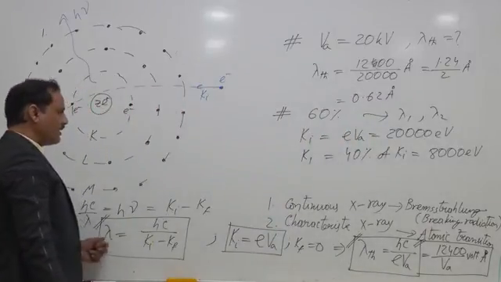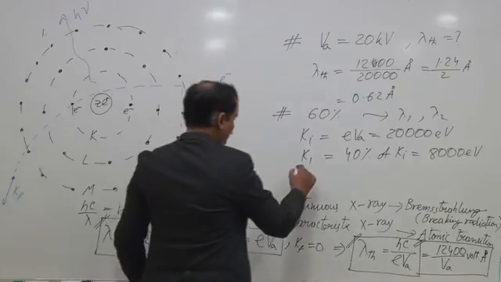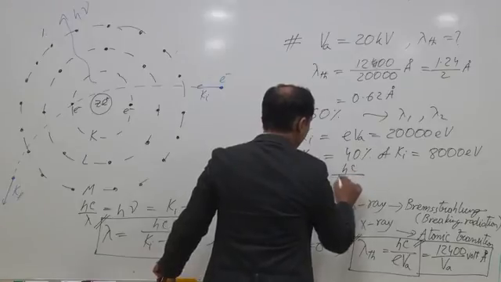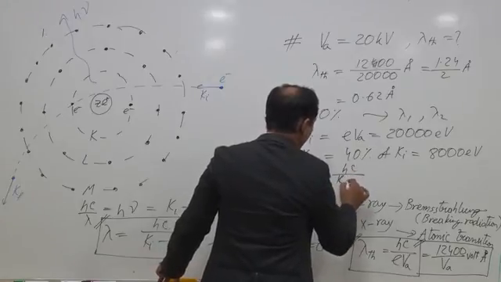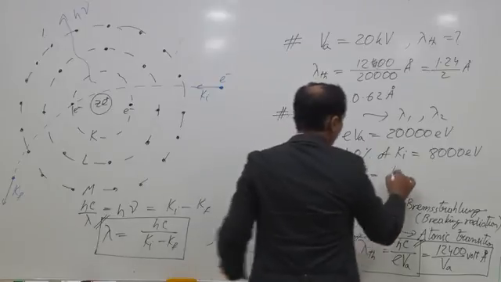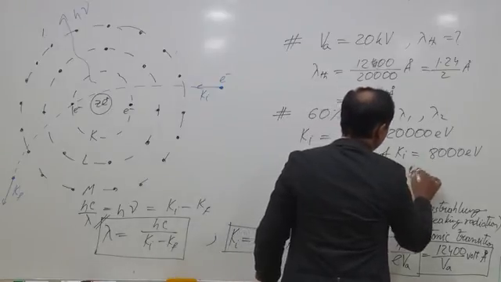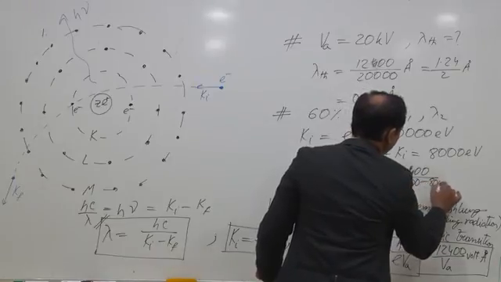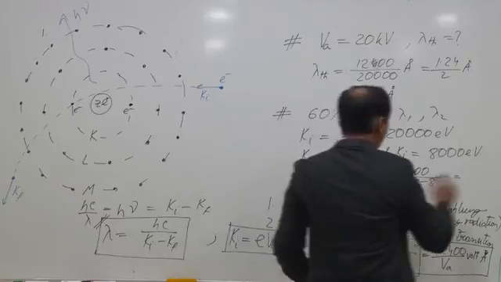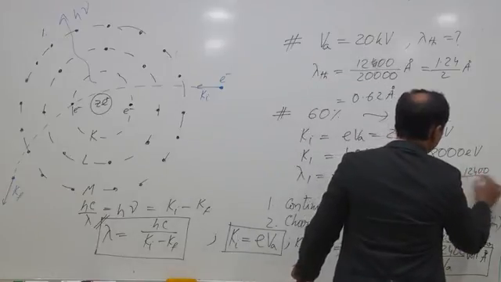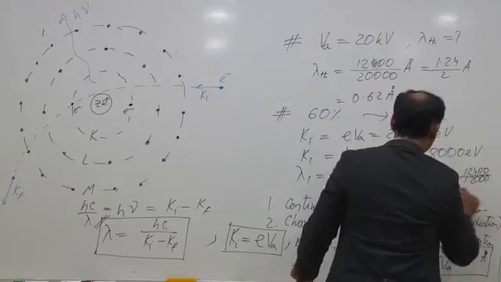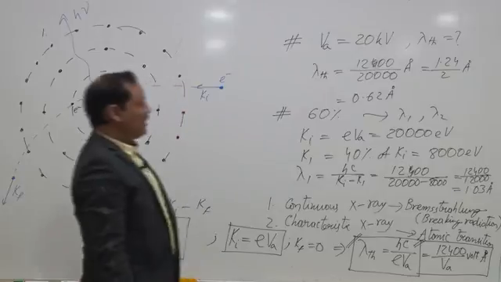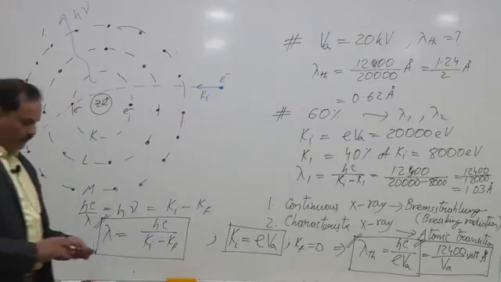So what is the wavelength of the emitted photon? Lambda 1 is equal to hc by Ki minus K1, that is 12,400 by 20,000 minus 8,000, that is 12,400 by 12,000, which is equal to 1.03 angstrom. That is the wavelength of the first photon.